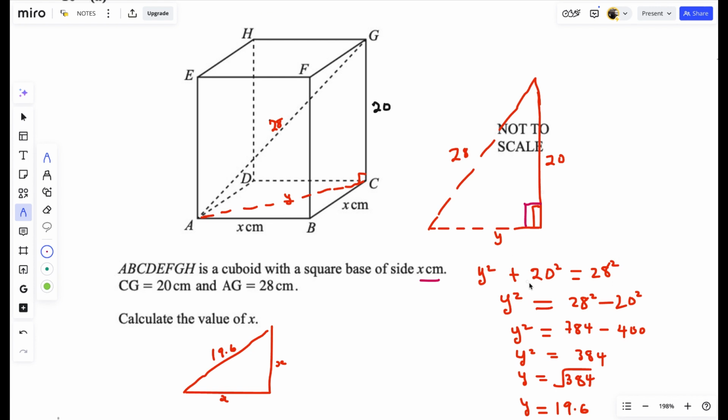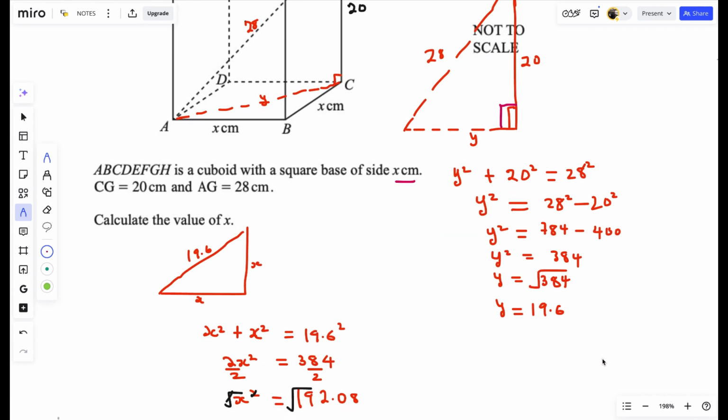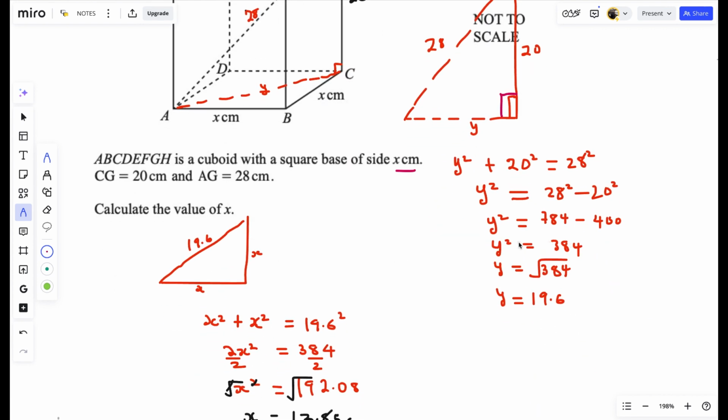So y square, you move this 20 square to the right, it becomes minus 20 square. So y square is equal to 28 square, which is 784, minus 20 squared, which is 400. If you subtract, you get 384. To find y, you have to take the square root of both sides. Square root will cancel square, so y remains. So y equals the square root of this value, which is 19.6.